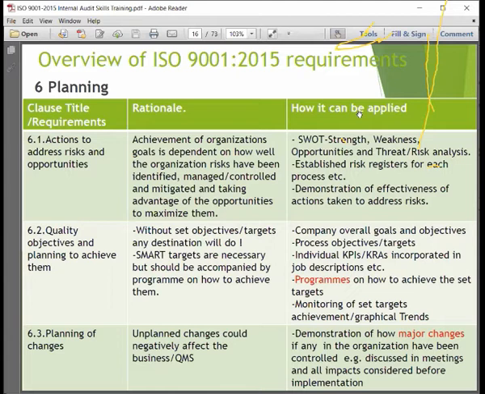So how can we use it for evidence? Demonstration of how major changes, if any, in the organization have been controlled, e.g. discussed in meetings and all impacts considered before implementation. So that is a requirement. Whenever you're doing a major change, you're bringing in new issues. Has it been well looked at? You're moving offices, you're closing a branch, you're opening a branch, those kinds of things.